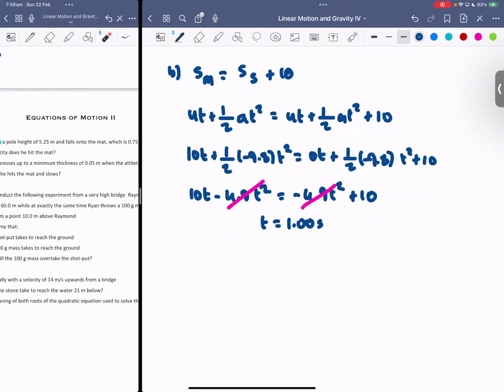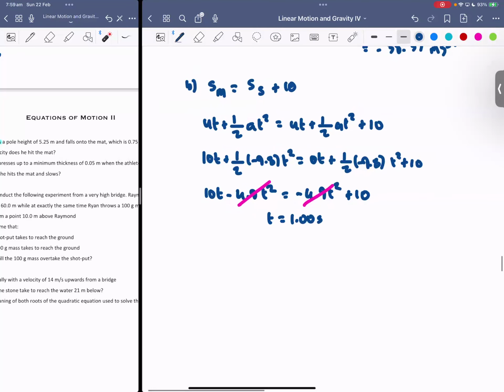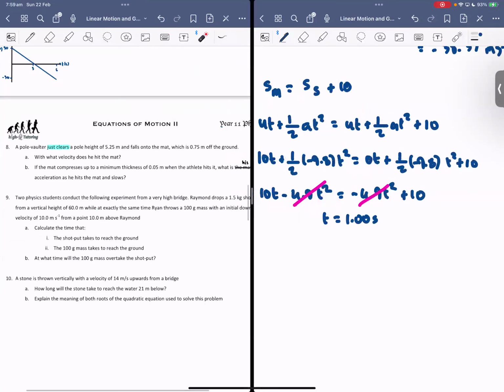These are getting harder. Yeah, now they're getting a little bit harder. After 1 second, it catches up because catch up means they both have covered the same distance. All righty.